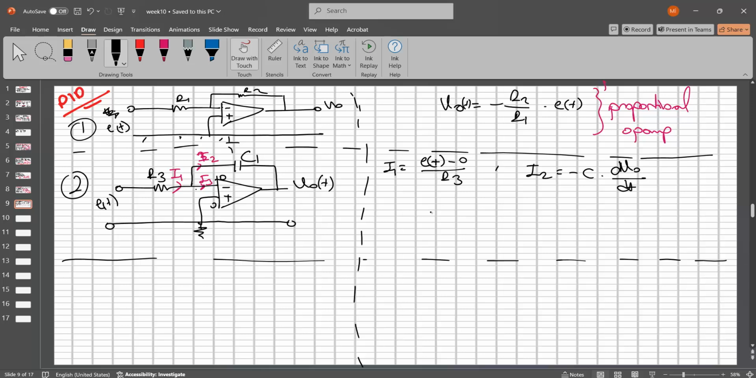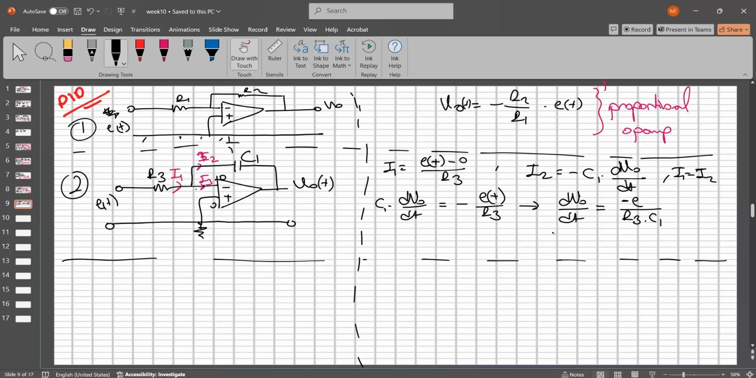So if this is the case, I1 is equal to I2, right? And so C times dV0 dt must be equal to the minus ET divided by R3, right? And so we can write dV0 dt is equal to E divided by R3 times C1, right? Yes, we have minus in here.